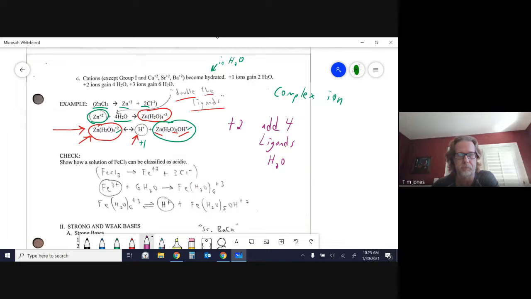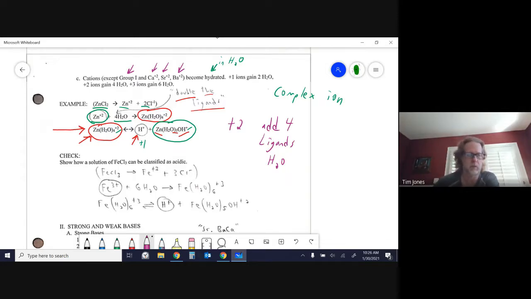Note up here, group 1 and calcium, strontium, and barium do not do this. It's because they are the result of a strong base, and so this wouldn't make sense to do it this way. But all other cations have the ability to do this. So things like zinc and iron, magnesium, and so on can do this.